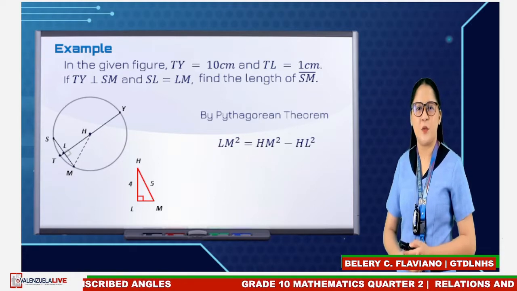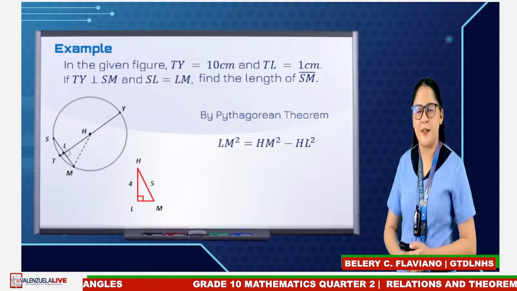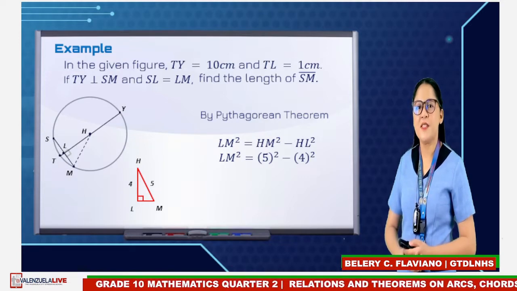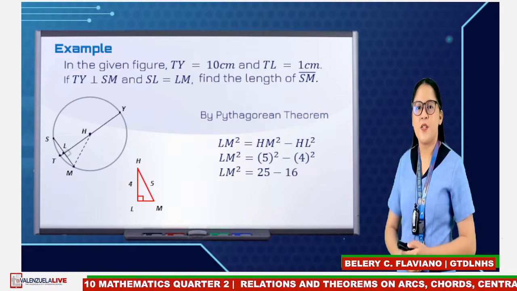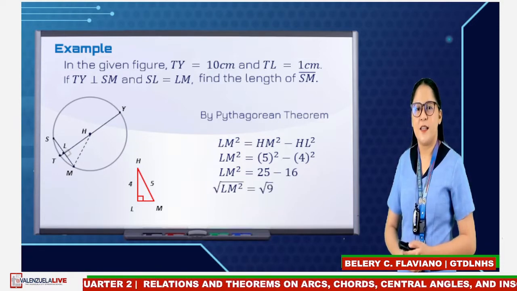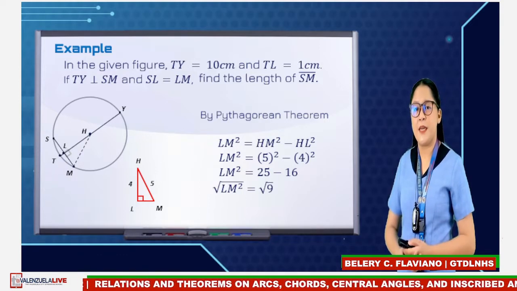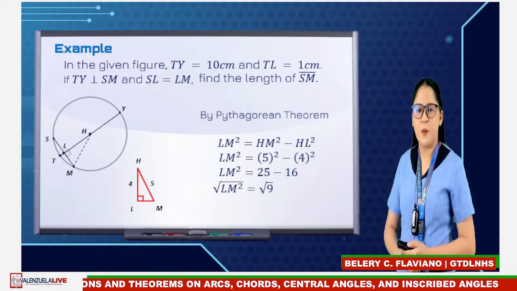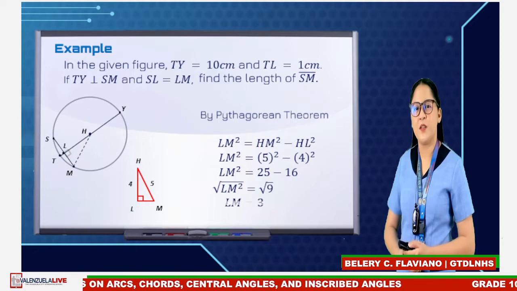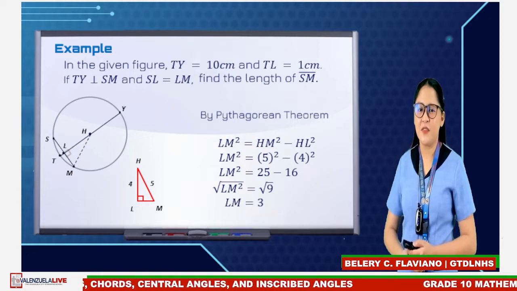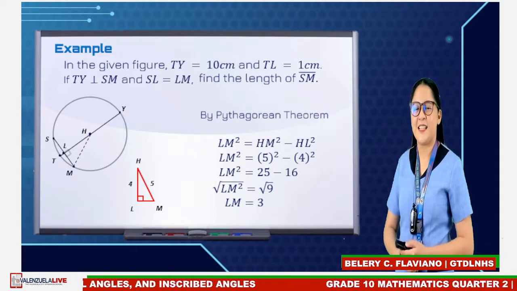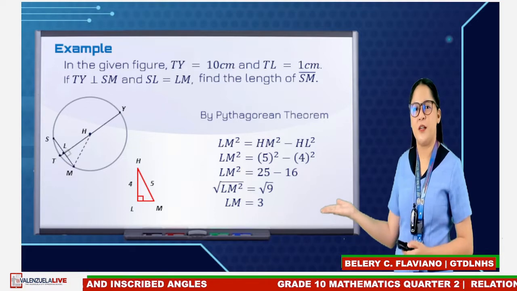LM squared is equal to HM squared minus HL squared. Substituting their values, we will have LM squared equals 5 squared minus 4 squared. So LM squared will be equal to 25 minus 16. Then, the answer will be LM squared equals 9. We will get the square root of both sides. So the square root of LM squared is equal to 3. Note that negative 3 is an extraneous solution since we can't have a negative measure of length. That is why we will get the length measure here as 3.